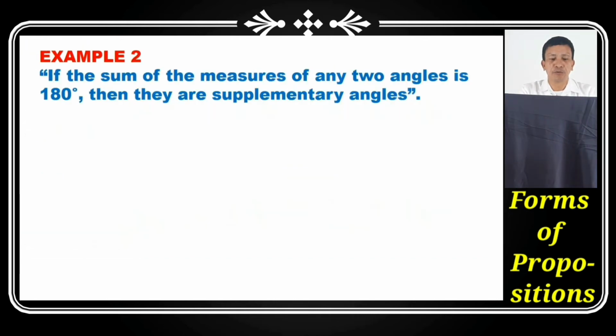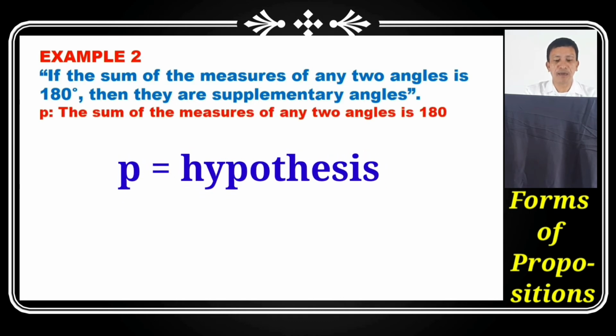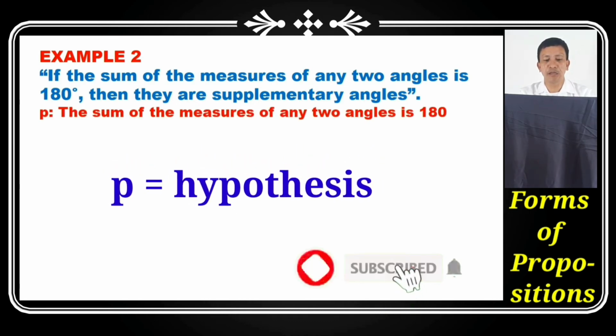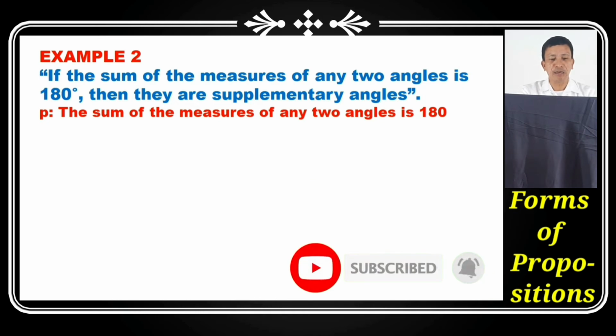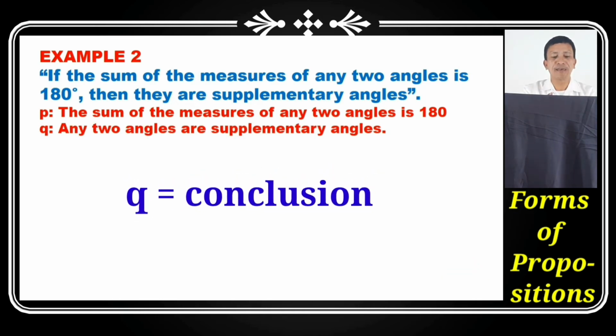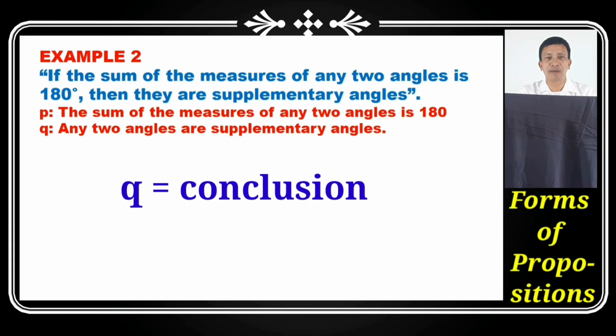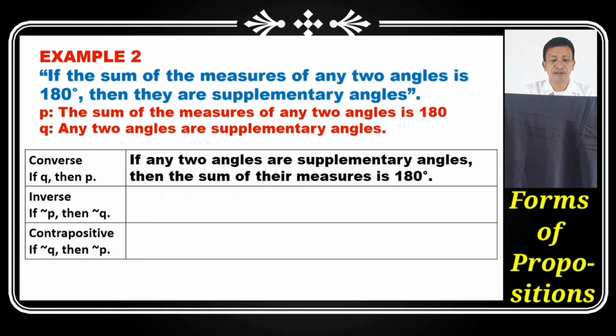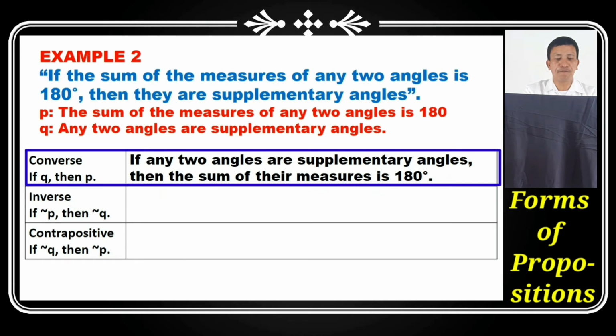Another example, number 2, is if the sum of the measures of any two angles is 180, then they are supplementary angles. Our statement P again is the sum of the measures of any two angles is 180, while the Q statement is any two angles are supplementary angles. To convert into converse, if Q then P, stated like this. If any two angles are supplementary angles, then the sum of their measures is 180.